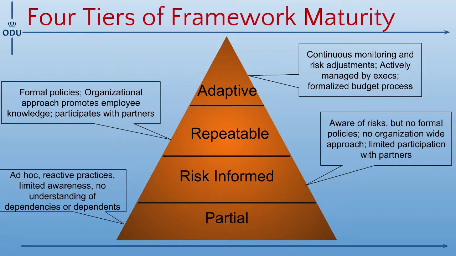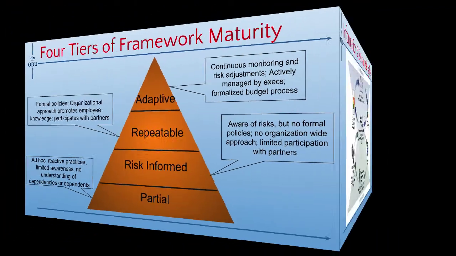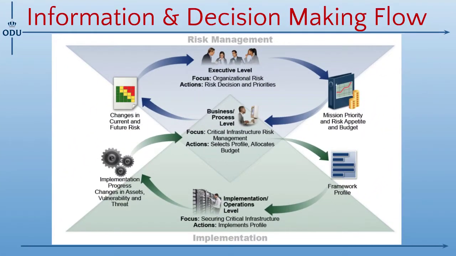You are continuously adjusting your threat profile, your protection profiles as you find additional risks. Your executive team is actively engaged, and you actually have a budget that you've dedicated to cybersecurity related issues. So those are the 4 tiers of framework maturity discussed in your NIST document. Also in your document, it talks about information and decision flows.